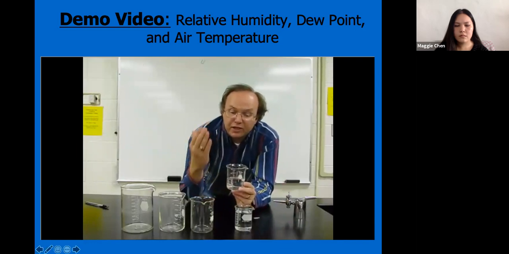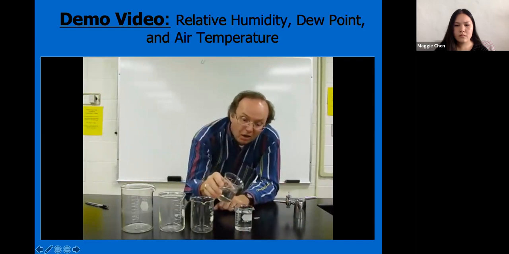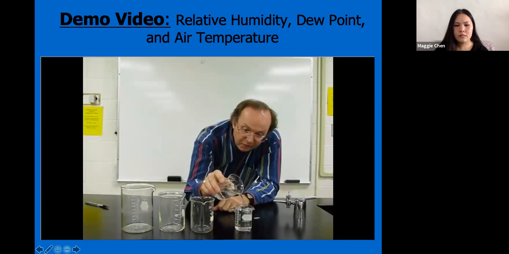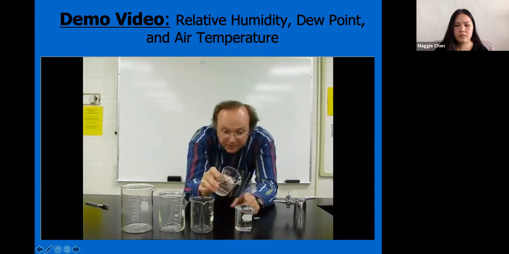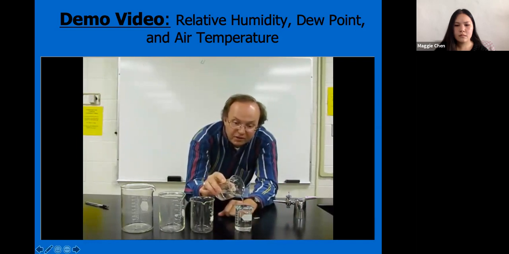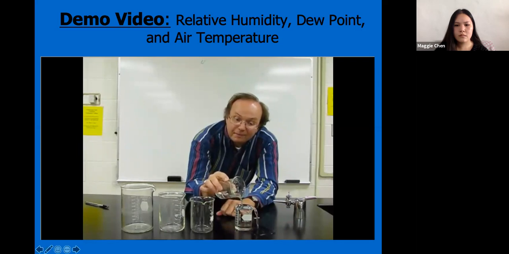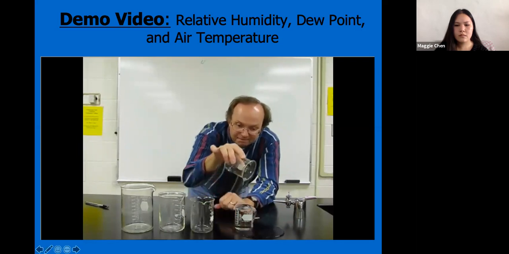As we're cooling the temperature down, when we reach that point where all the space is gone and the relative humidity is 100%, that temperature is called the dew point. This beaker is completely full. If we continue to cool it down, what's it going to do? Yep, it's going to rain.